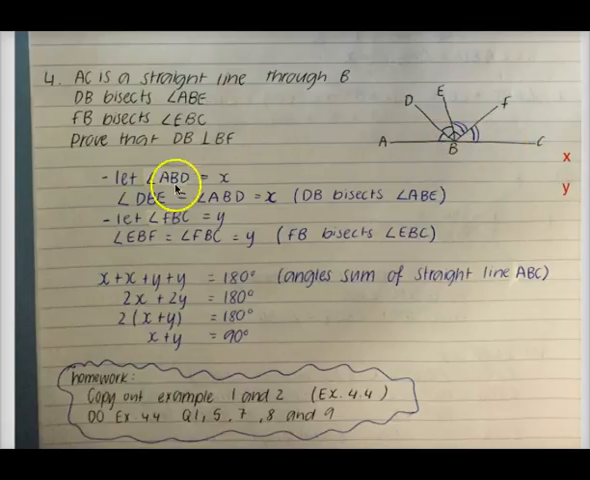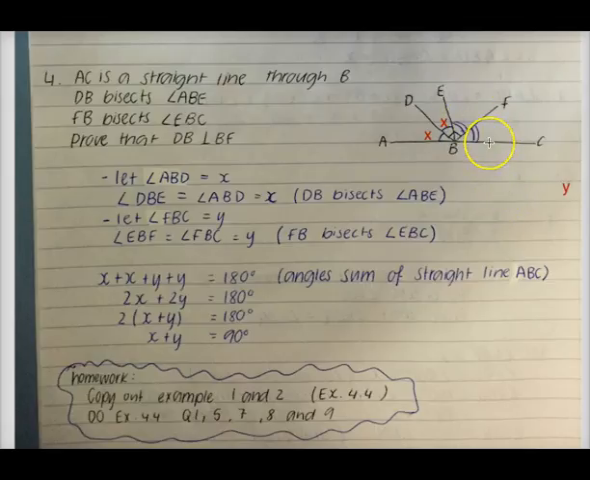So let's pretend that none of these blue symbols are there, and we've just got this blank diagram with the bits in black. The first part of the proof is to let one of the angles be X. Because we know that DB bisects angle ABE, we're going to let one of those angles equal X. So let angle ABD equal X. Therefore, angle DBE, which is this one up here, is equal to angle ABD, which equals X. Reason: DB bisects angle ABE.